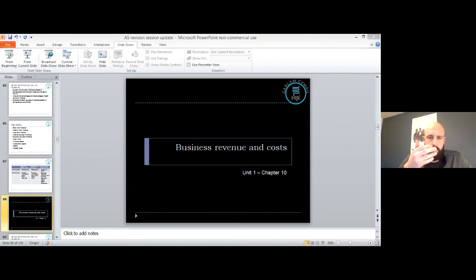These are the functional areas, ones we've talked about: marketing, human resources, finance, and operations, which is basically how we're dividing up our units in this one.